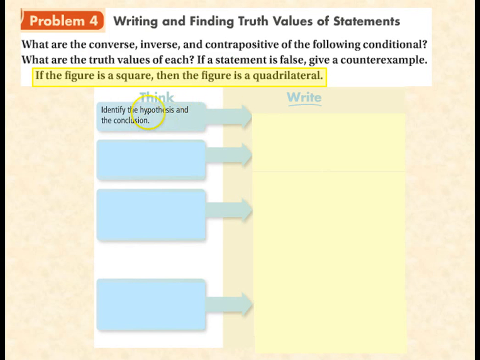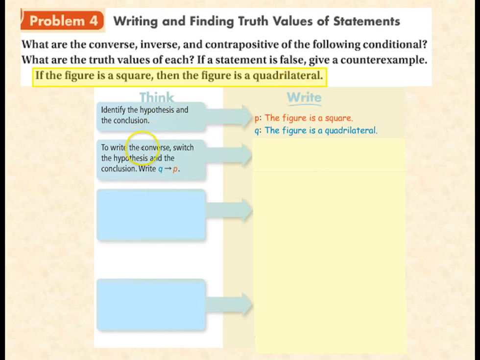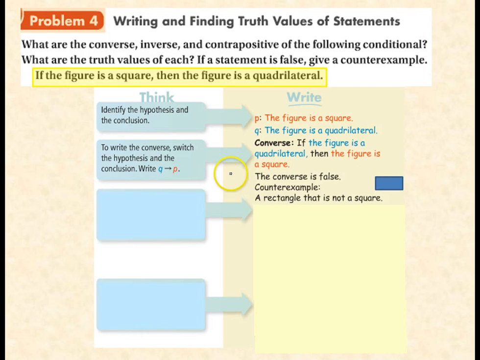Alright, so what are the hypothesis and conclusion? The hypothesis is the figure is a square. Conclusion is the figure is a quadrilateral. So the converse is if Q, then P. So the converse would be if the figure is a quadrilateral, then the figure is a square. That is false, because here's a counterexample. Here's a rectangle. It's a quadrilateral, but it's not a square.